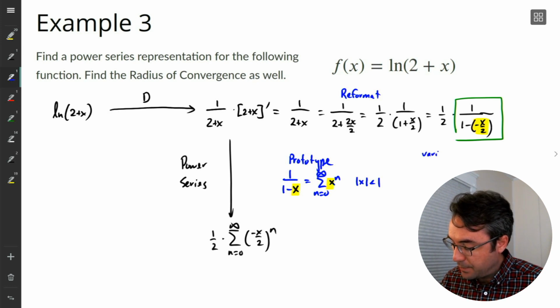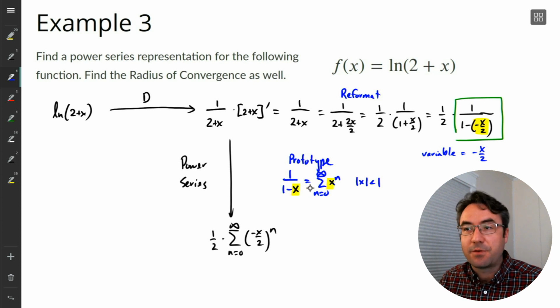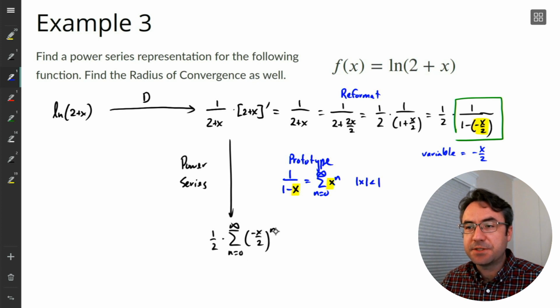So the variable part here is negative x over 2. That's the common ratio, the r value for our geometric series that we're plugging in here. All right, so let's simplify this down a little bit. We can do that.